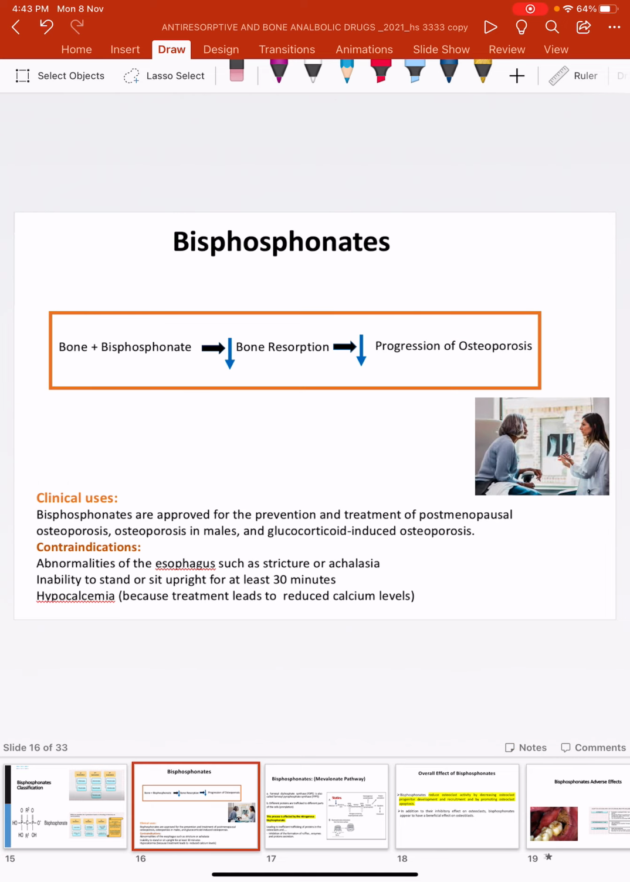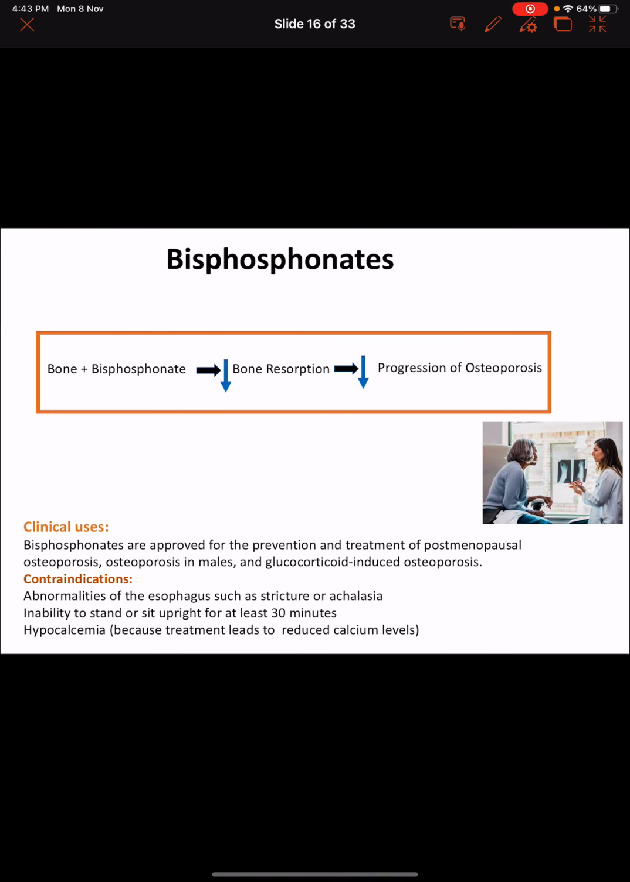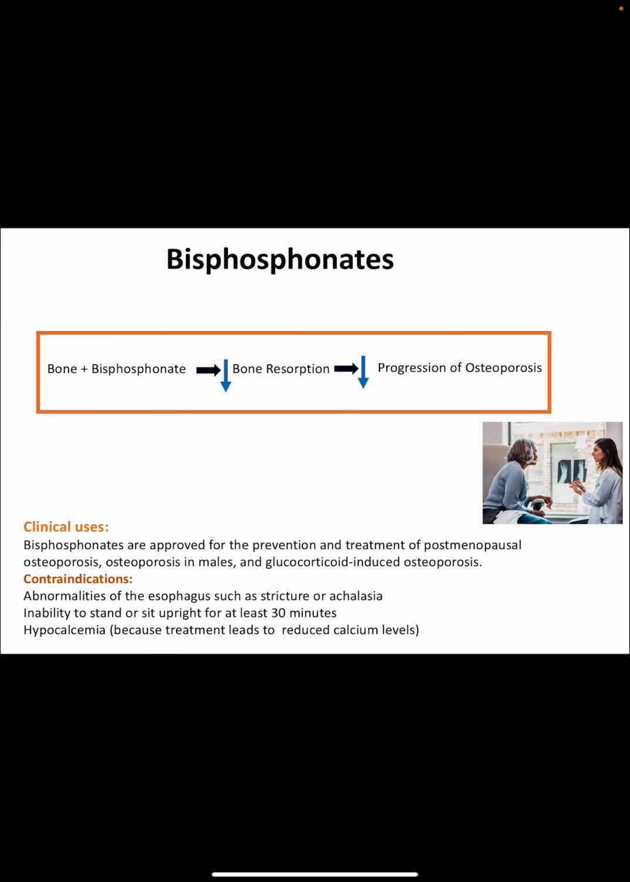Because the contraindication is someone who cannot sit upright for at least 30 minutes. Contraindicated. What do I do? I give a parenteral drug. Zoledronate itself is parenteral. For example, someone who can't sit up, someone in bed, or someone who just had an operation. Of course, bedridden people. There are many bedridden people. They can't stay upright. So definitely, there are a lot of people who cannot take this drug.